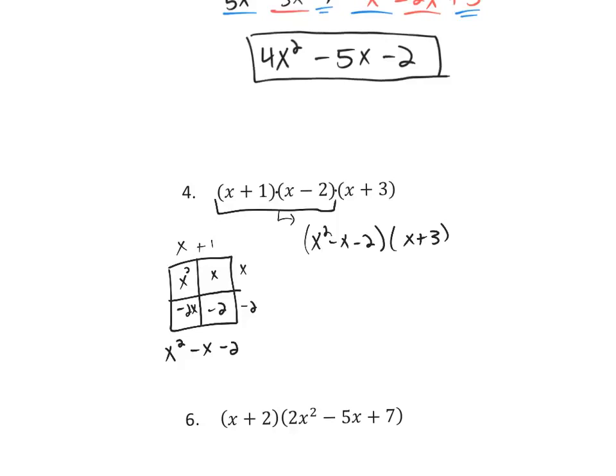And now I just get to do another multiplication problem again. So I'm going to do it in a different color. I've got that x plus 3, I've got my x squared, my negative x and negative 2, and now I just keep filling in the boxes.